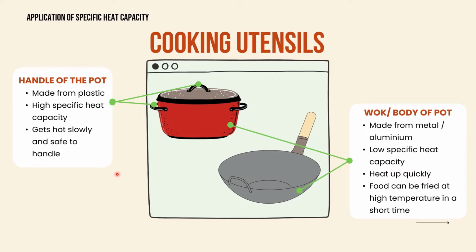Next is the wok and the body of the pot. The wok is usually made from metal and the body of the pot is usually made from aluminum. Both of these materials have very low specific heat capacity, and because of this, they heat up very quickly. Therefore, the food can be fried at a very high temperature in a short time, making the cooking process a bit easier.